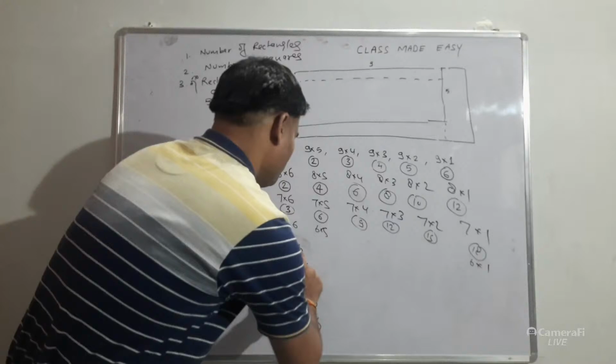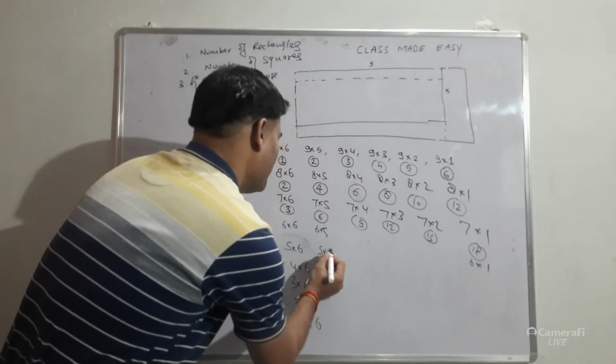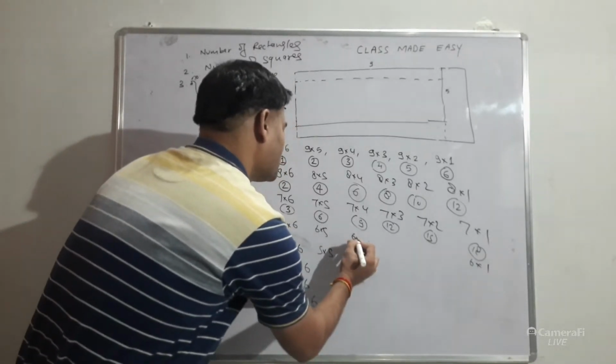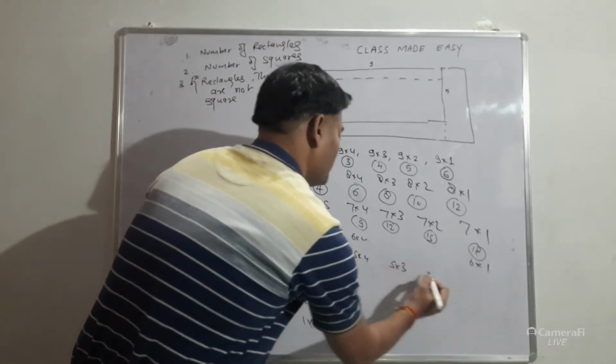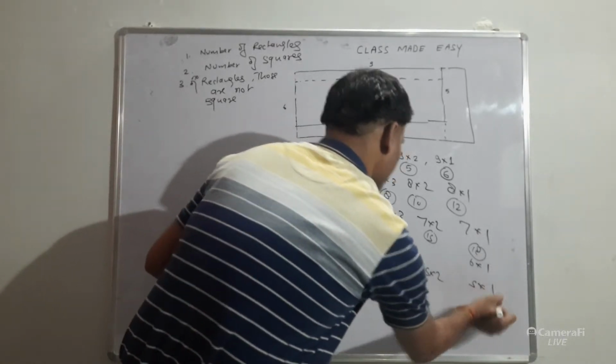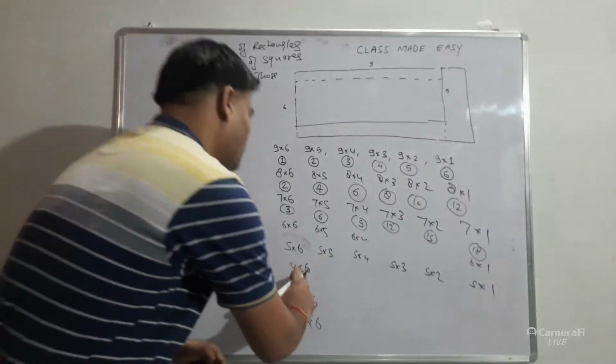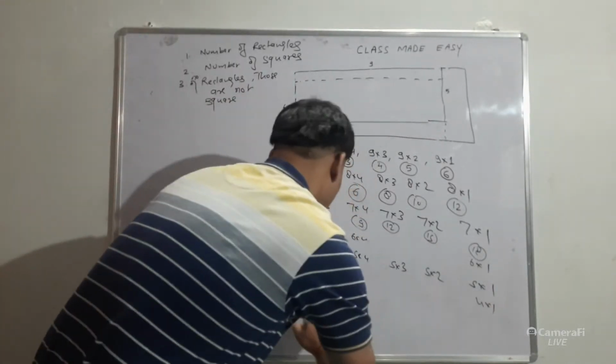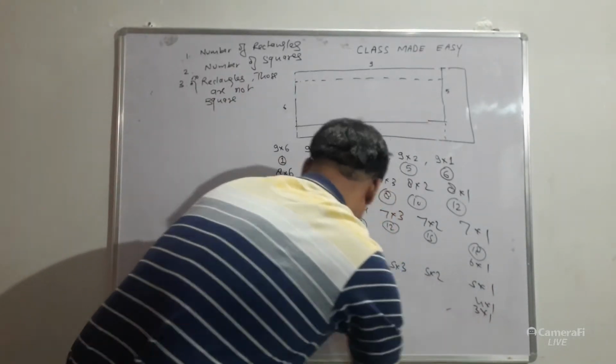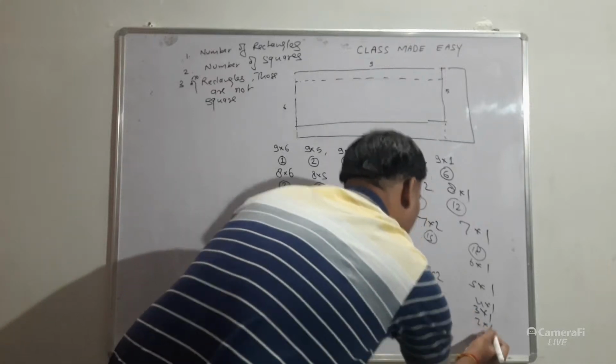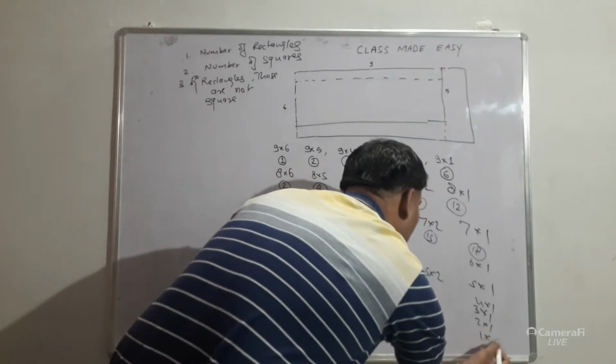And also 5 by 6, 5 by 5, 5 by 4, 5 by 3, 5 by 2, 5 by 1. Similar for these: 4 by 1, last one, 3 by 1, 2 by 1, and it is 1 by 1.